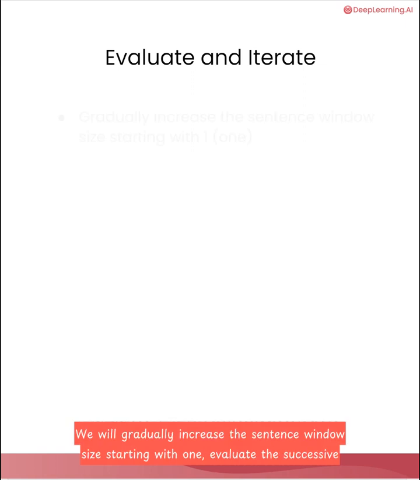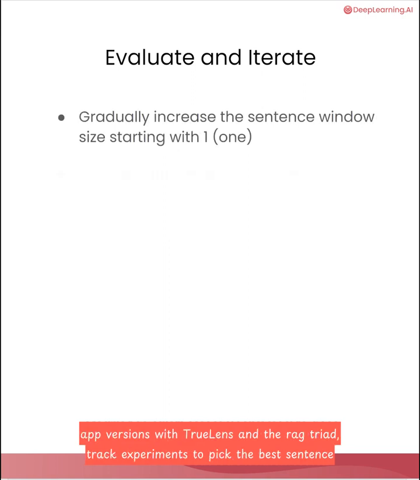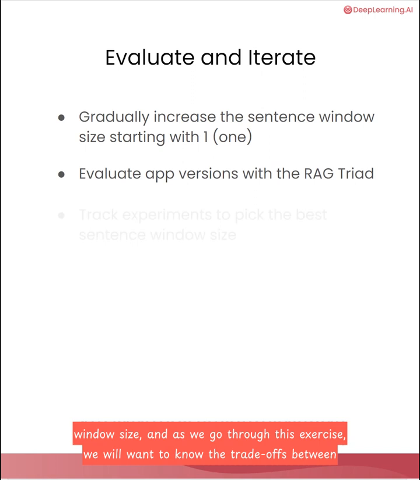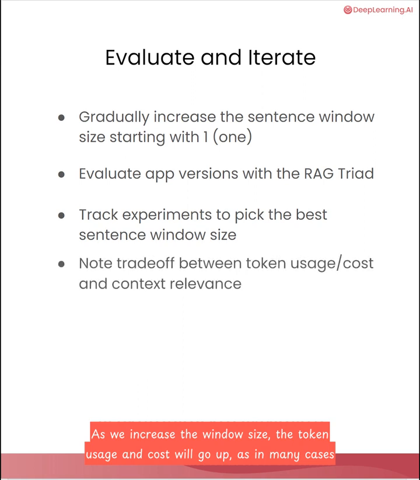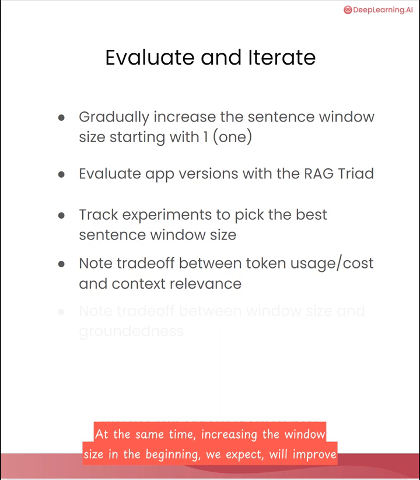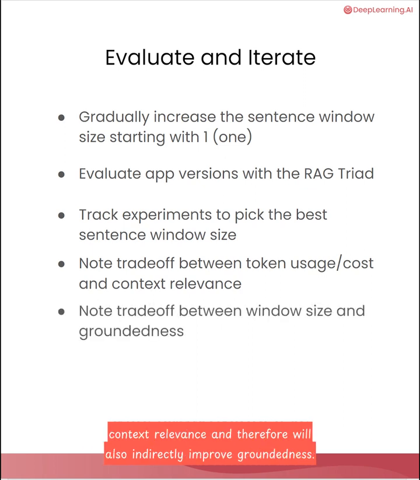We will gradually increase the sentence window size, starting with 1, evaluate these successive app versions with TruLens and the RAG triad, and track experiments to pick the best sentence window size. As we go through this exercise, we will want to note the trade-offs between token usage or cost. As we increase the window size, the token usage and cost will go up, as in many cases will context relevance. At the same time, increasing the window size in the beginning, we expect will improve context relevance and therefore will also indirectly improve groundedness.